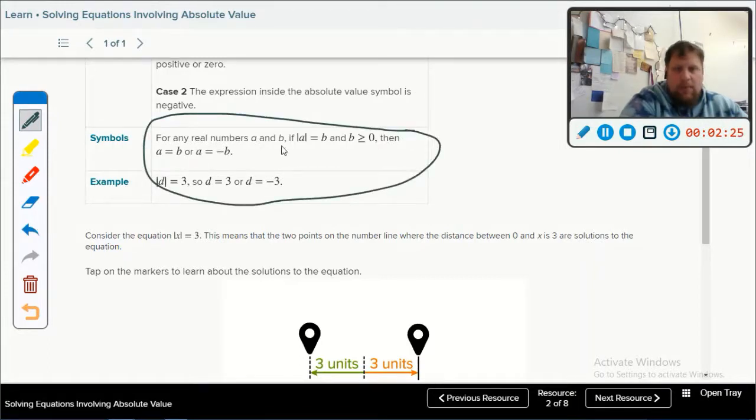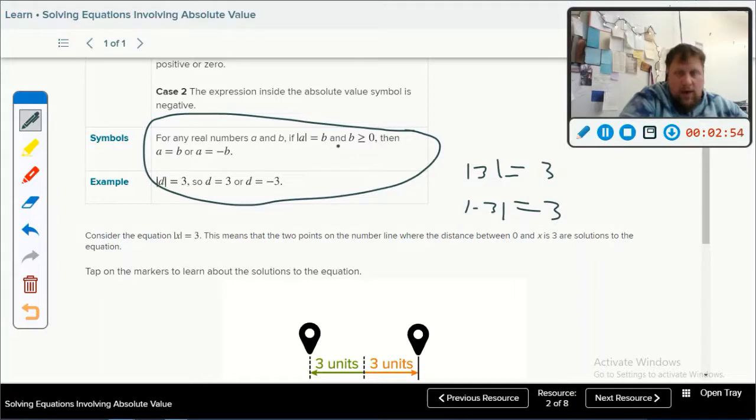For any real numbers a and b, if the absolute value of a equals b and b is greater than 0, then a equals b, or a equals negative b. We'll get into that. The example they gave is absolute value of d is 3, so d can be 3 or negative 3, because the absolute value of 3 equals 3, and the absolute value of negative 3 equals 3.